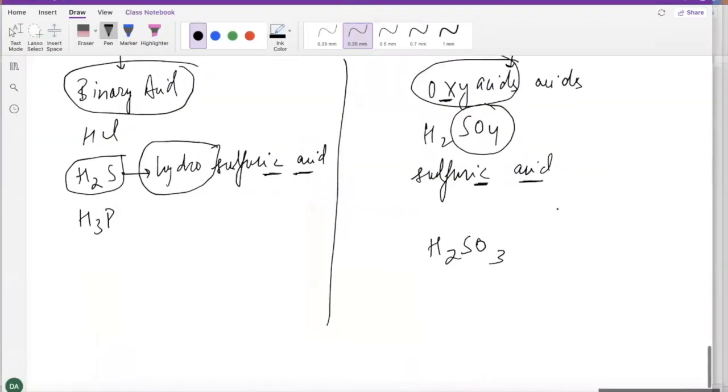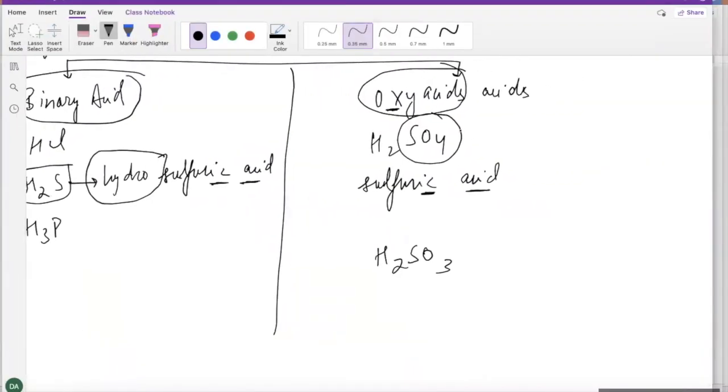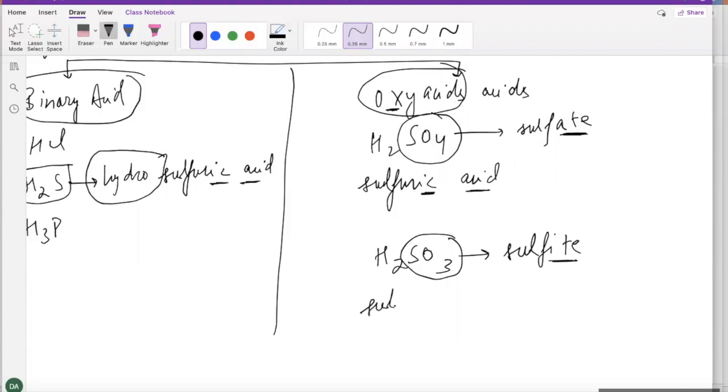So if I go back here and I look here, this guy is SO4, so this guy is made up of sulfate with an ate. SO3 is made up of sulfite, made up of ite. So there's got to be a difference in name. I cannot call this guy also sulfuric acid. This guy is called sulfurous acid. So again, you should see that we have changed our suffix. Instead of using ic acid, we are using ous acid.